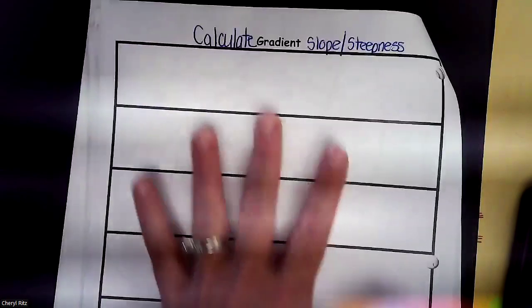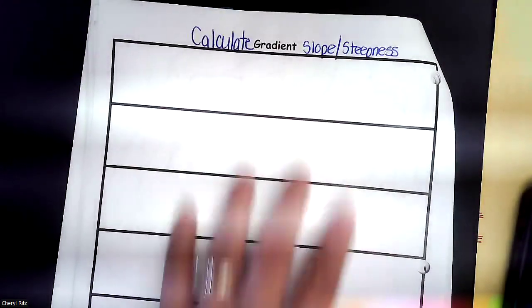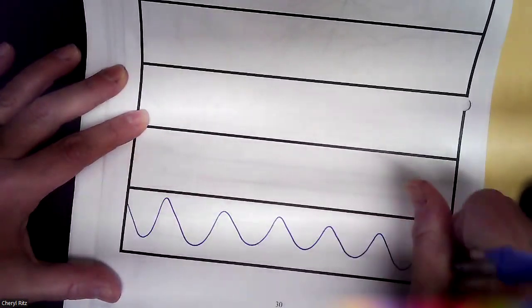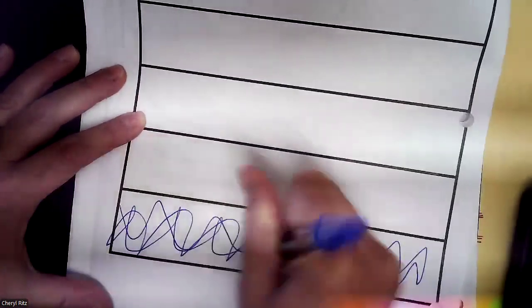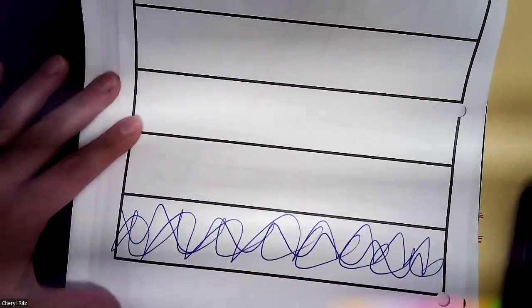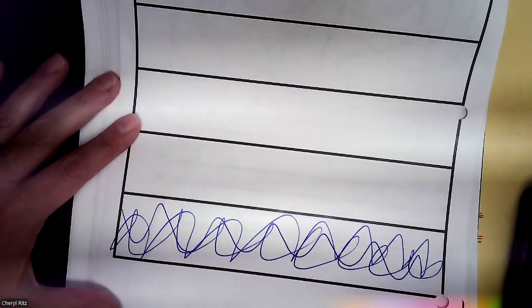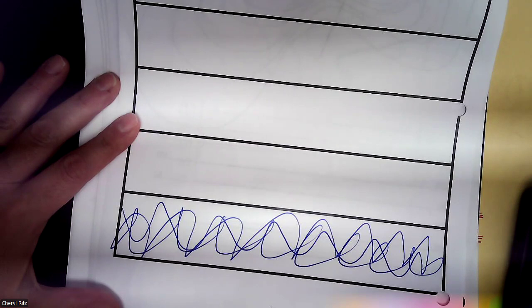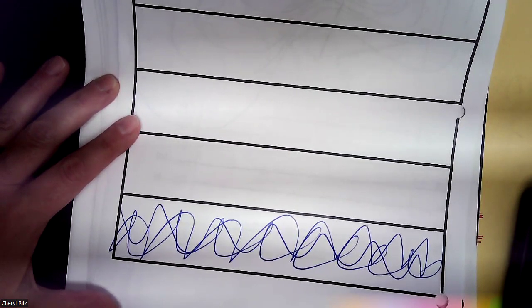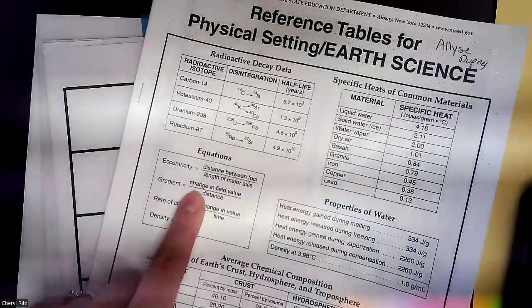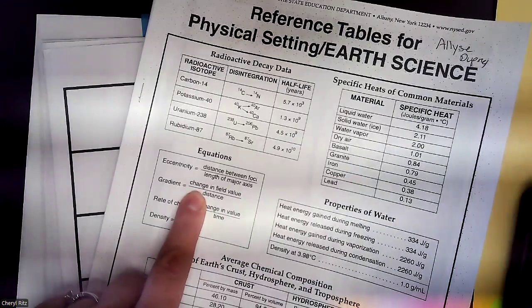So I've broken calculating gradient down into 5 steps. For some reason I have 6 boxes here. Can you go ahead and cross off the bottom box? I must have just hit enter again and didn't mean to. It's never been 6 steps, it's always been 5. And basically these steps are going to walk you through how to use this formula.